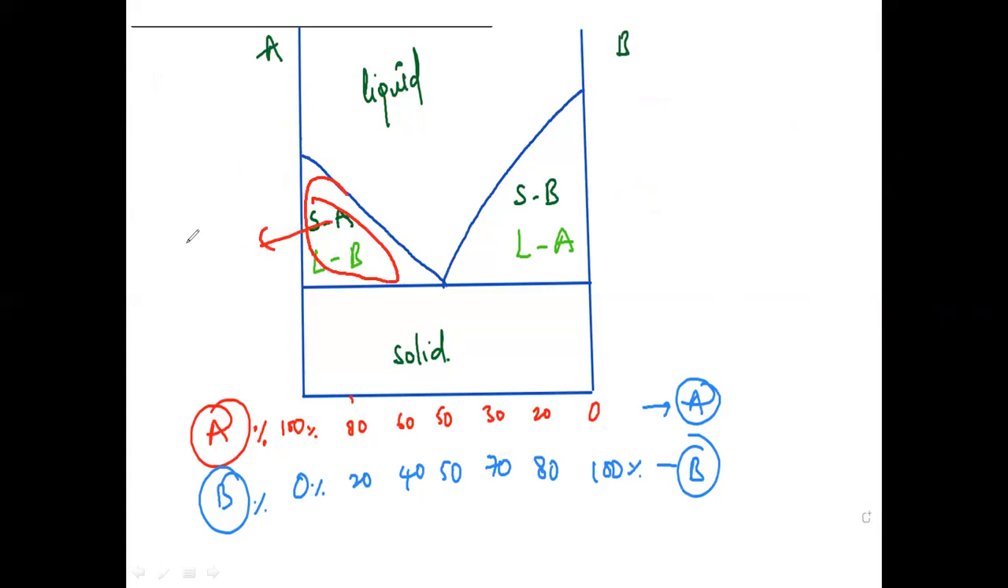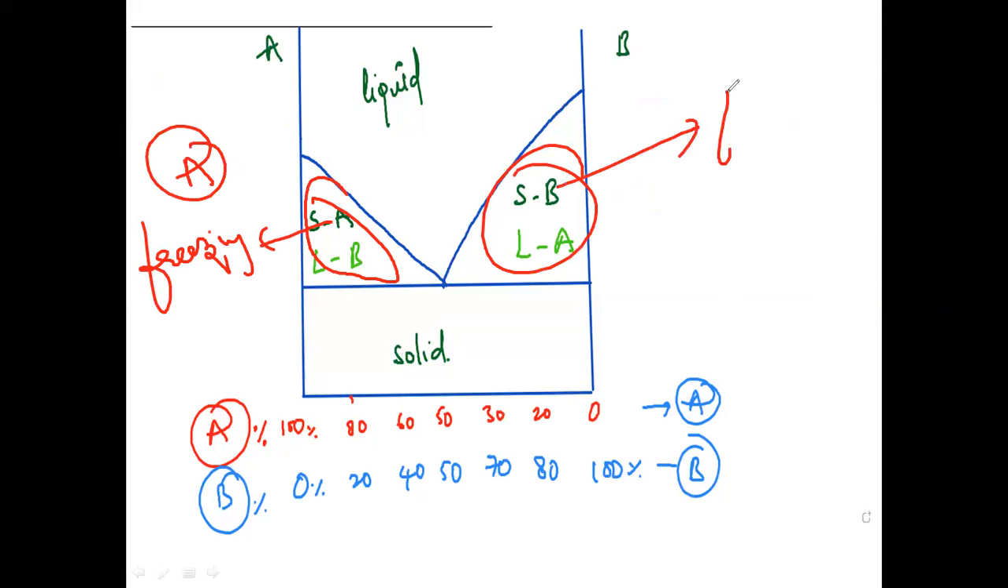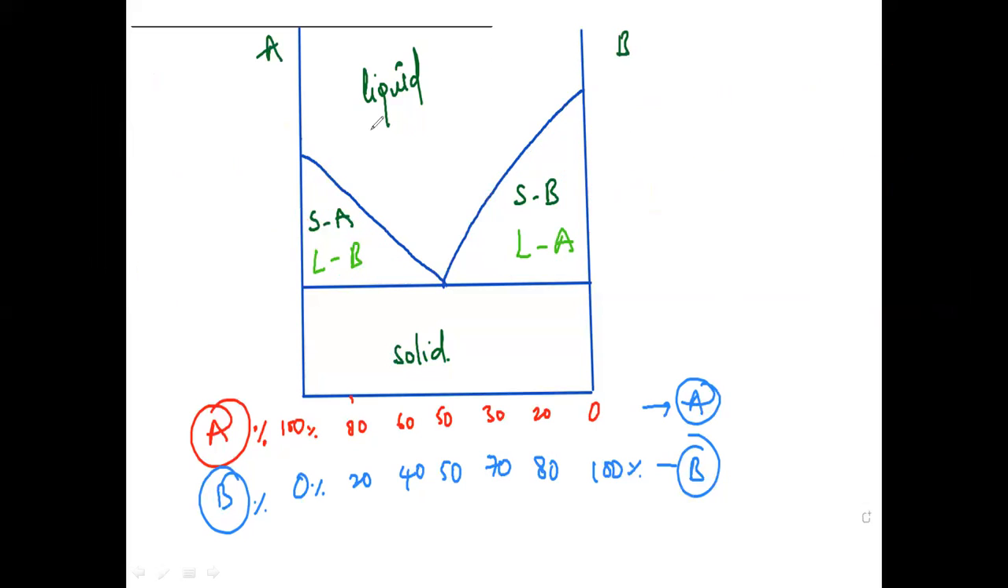This region is the freezing point of only A. Remember this thing. This is the freezing point of B. You must understand that the freezing point of A, which is here 250 degrees Celsius, means above which it is completely liquid and below which it is completely solid. That means in this particular region, there is solid A.